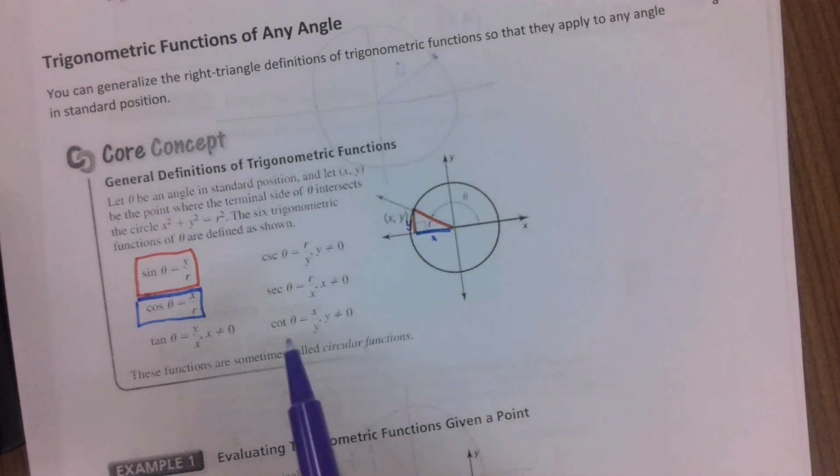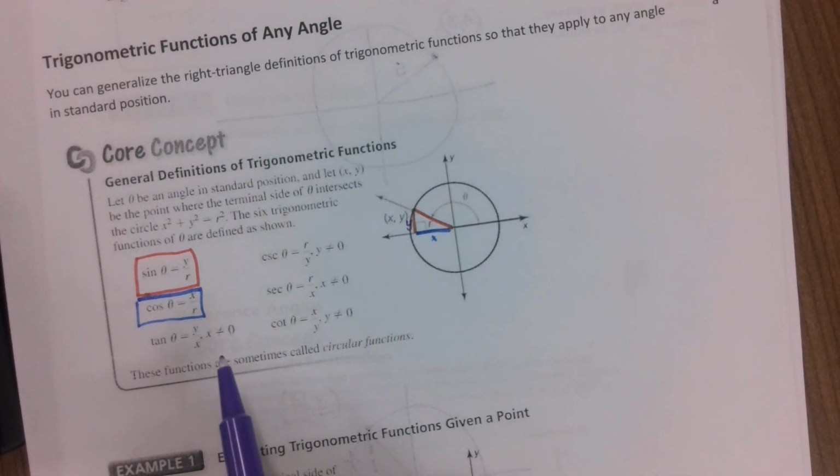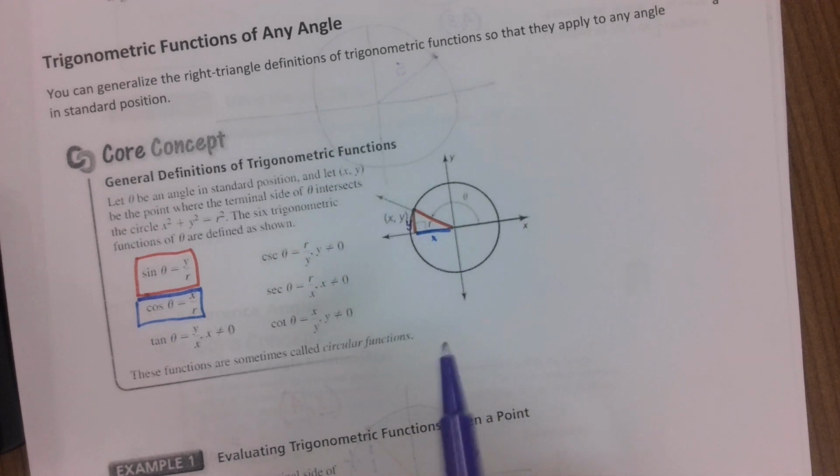But if your x is 0, meaning that you are somewhere in the middle, your tangent is not going to work out because you can't divide by 0. You get something undefined. And of course, our reciprocal functions are also there: cosecant, secant, and cotangent.